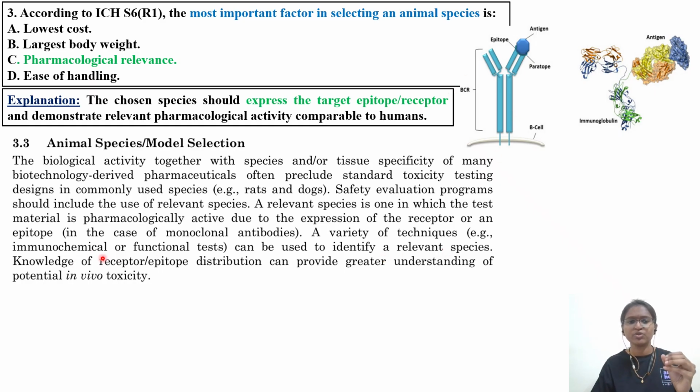A variety of techniques, that is chemical and functional tests, can be used to identify relevant species. So this comes in the very beginning of the drug discovery phase. Knowledge of receptor epitope distribution is also important: once you identify the receptors, how they are distributed and how many are there. Knowledge of receptor epitope distribution can provide greater understanding of potential in vivo toxicity. Okay, pause here. Once again, you read it or go back to the guideline and read it. So third was with respect to selecting species, that is relevant species.